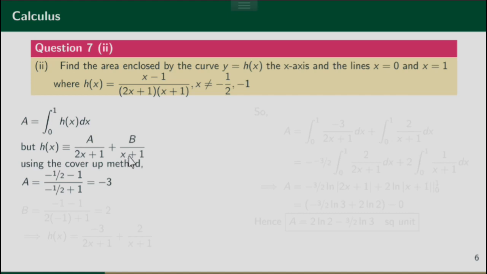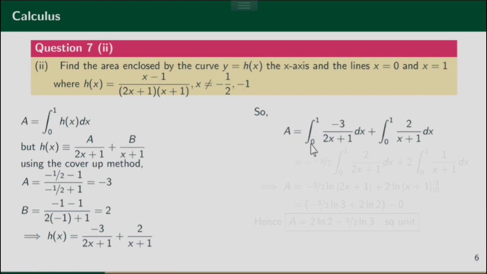To obtain B, I do likewise. The critical value of x plus 1 is negative 1. I come back here and I cover up x plus 1 and I substitute negative 1 everywhere else. So negative 1 minus 1 divided by 2 times negative 1 plus 1. Doing the math gives 2. So A is negative 3 and B is 2. So h of x can be expressed as negative 3 divided by 2x plus 1, then plus 2 divided by x plus 1. Integrating it now will be easy because I can separate it and integrate these two terms separately.